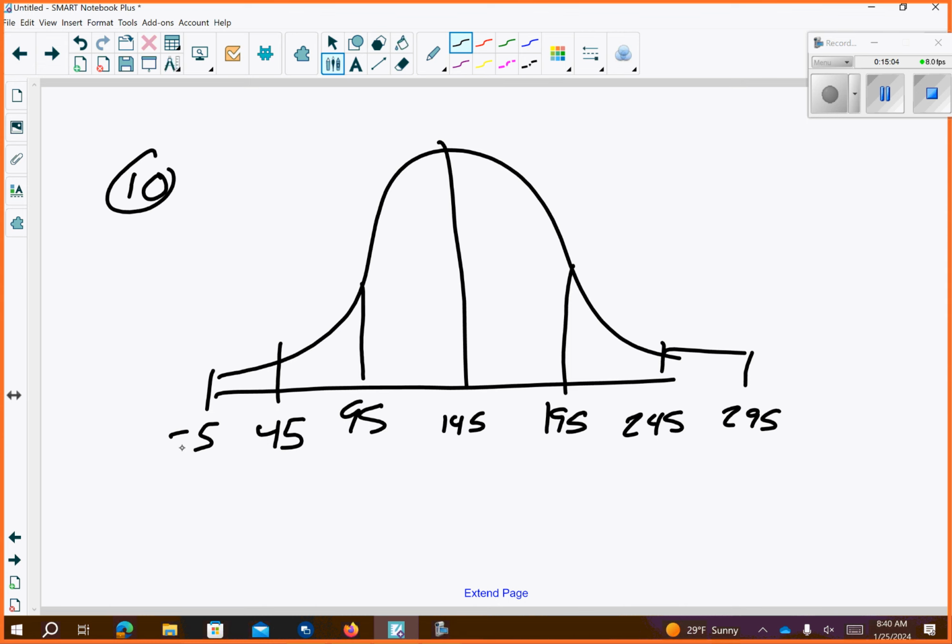But if we wanted to change this with a sample size of 16, you're going to get your standard error, which is going to be the 50 divided by the square root of 16.